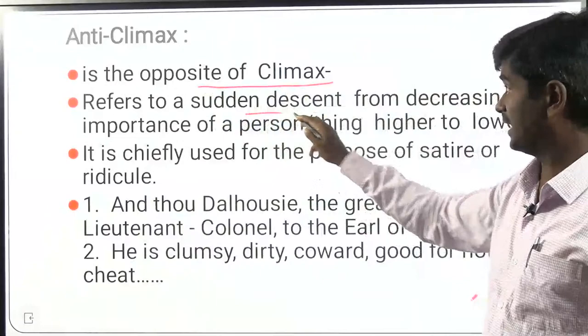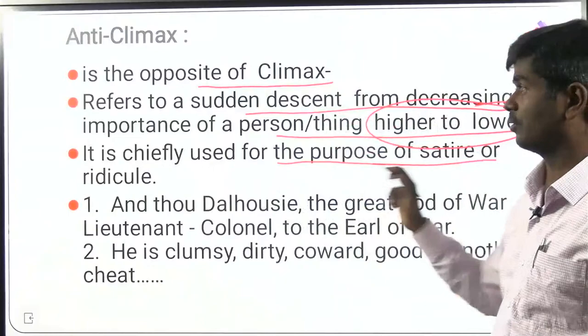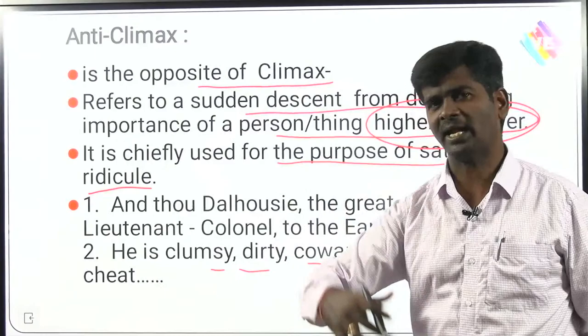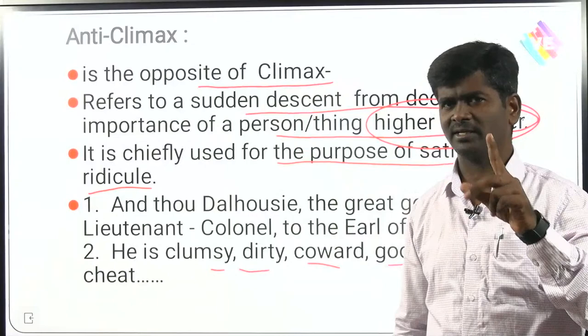It refers to a sudden descent, decreasing the importance of a person from higher to lower. It is chiefly used for purposes of satire or ridicule. In order to ridicule someone, we use this. And you can see, he is clumsy, dirty, coward, good for nothing, cheat, scoundrel. You go on adding. The moment you add one word, the importance of the person goes on decreasing. Anticlimax, climax and anticlimax were never asked in the history of the UGC-NET examination, my friends, but you need to know something.